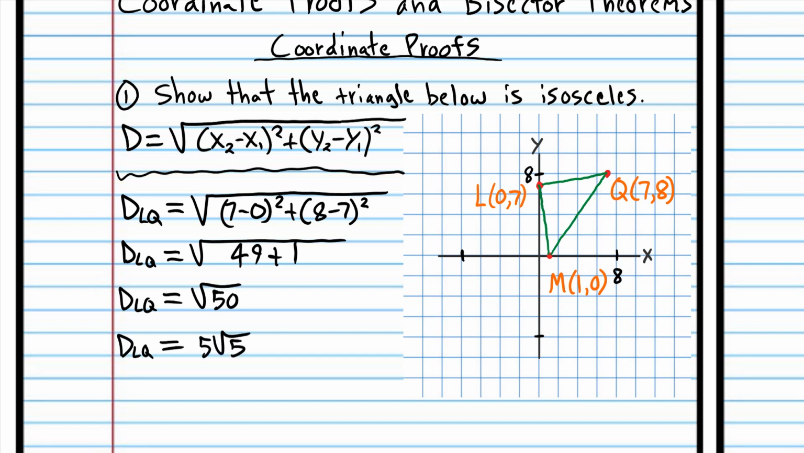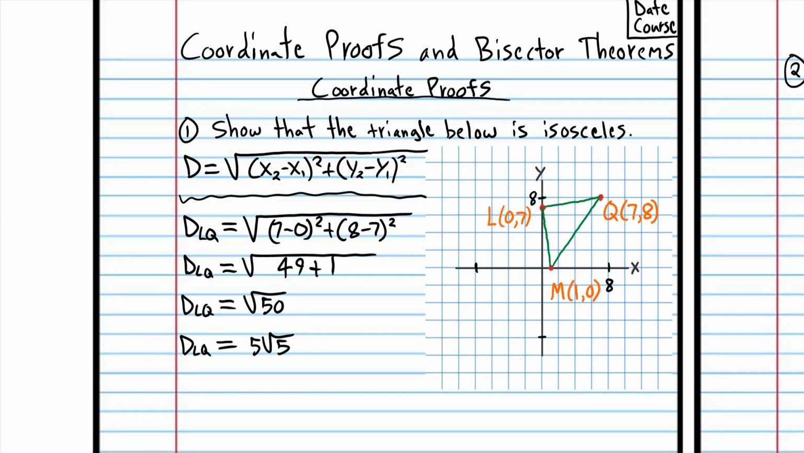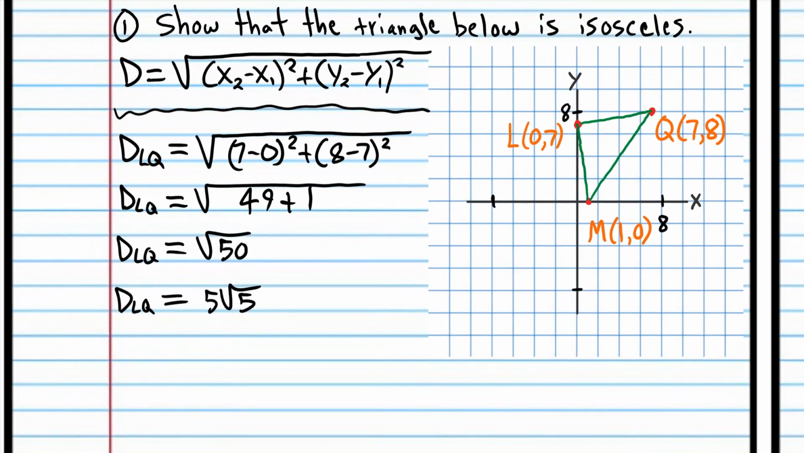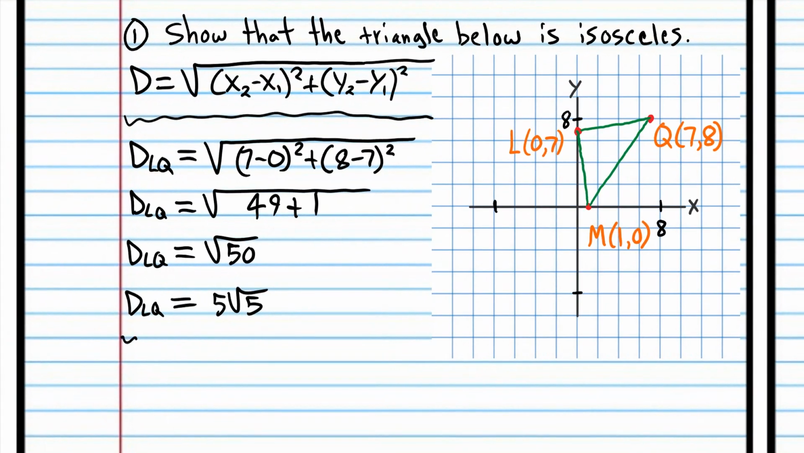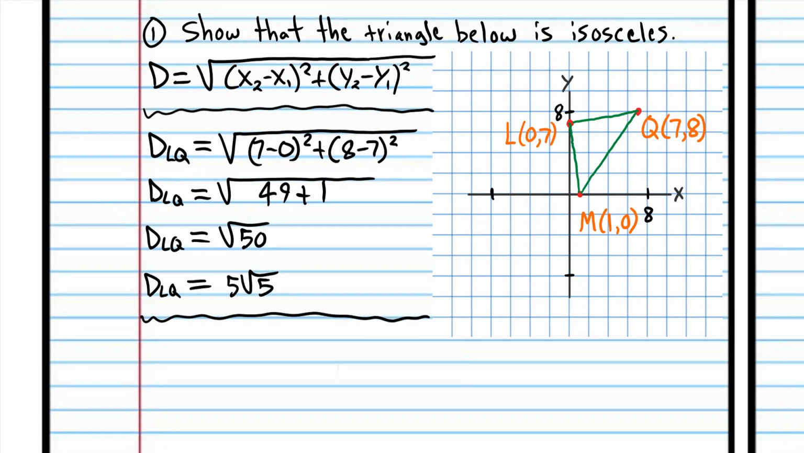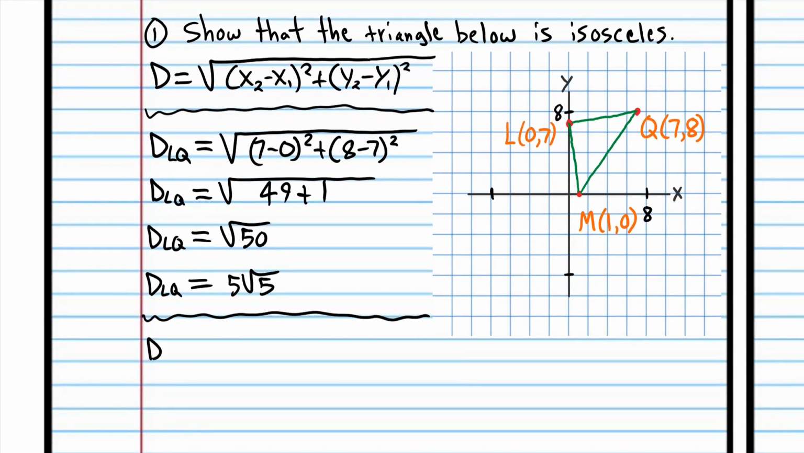Now, if you don't remember how to pull out a perfect square, you can just go to my beginning algebra class that teaches how to do that. So now I'm going to write a squiggly line here, and we're now going to find the length between L and M. So we found the length between L and Q. Now we're going to find the length between L and M and show that it's the same length. So using the distance formula, I'm going to make L point 1. So we have 1 minus 0 squared, and we have 0 minus 7 squared.